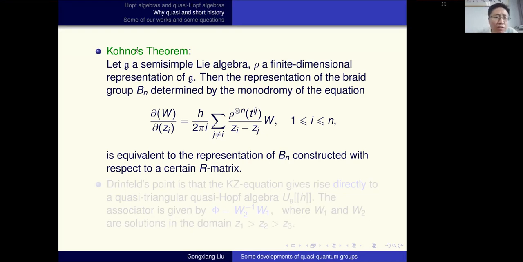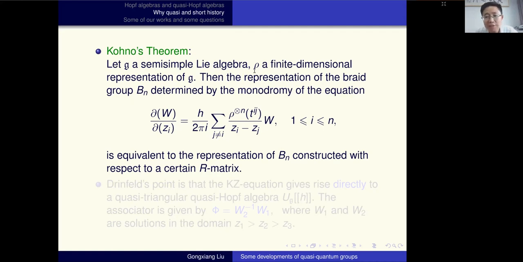So what's the meaning of the Kohno theorem? The Kohno theorem says that this monodromy representation of the braid group is equivalent, please remember, equivalent to the representation given by a universal R matrix. Which universal R matrix? The R matrix is constructed from this semi-simple Lie algebra, from the quantum group part. So Drinfeld is a master of the universal R matrix, and also a master of quantum groups.